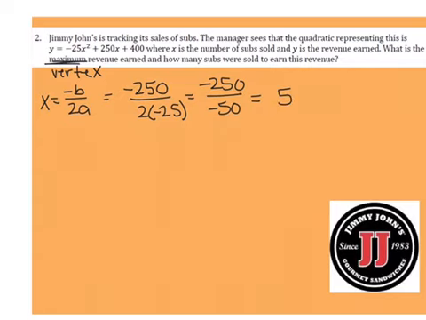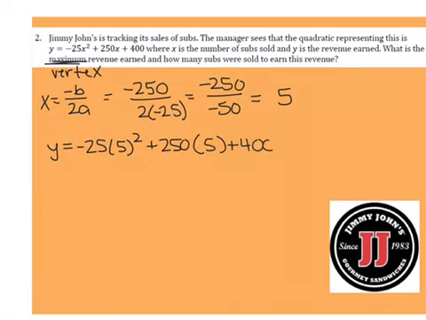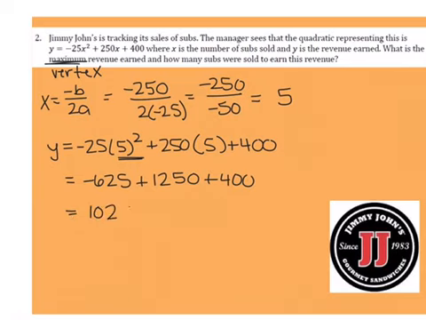So now I'm going to take that 5 and plug it back in to solve for y. So instead of x, I'm writing 5. And again, instead of x, we're going to write 5. And we can plug this exactly into our calculator the way we see it. Make sure you put your parentheses around the number you plugged in, and it should come out really nice for you. If you broke this down, I would do 5 squared first, and then I would times that by the negative 25, and I would get a negative 625. 250 times 5 gives me 1,250 plus 400. So I would get 1025.